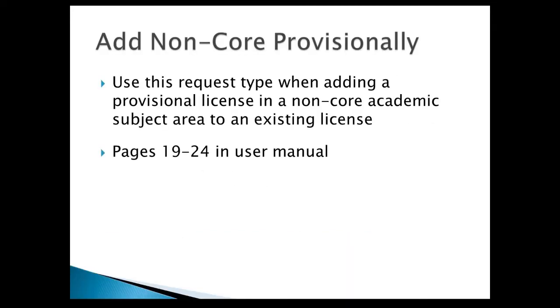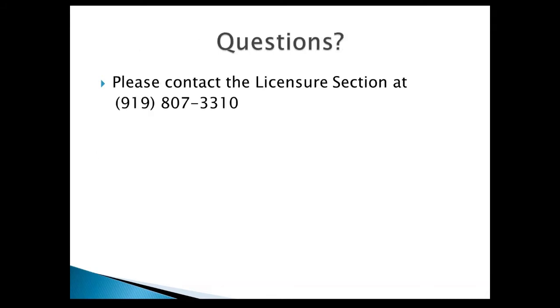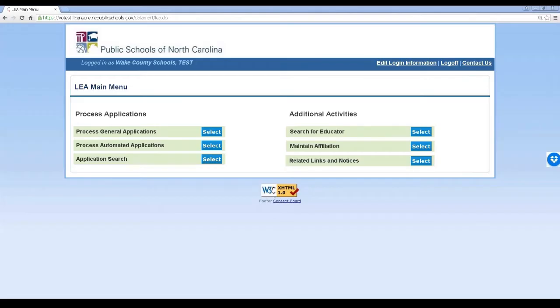To add a non-core provisional license, this request type is used when adding a provisional license in a non-core academic subject area to an existing license. Pages 19 through 24 in your user manual have directions on how to apply for this type of license. Questions regarding the policy or technical difficulties should be sent to the licensure section at area code 919-807-3310.